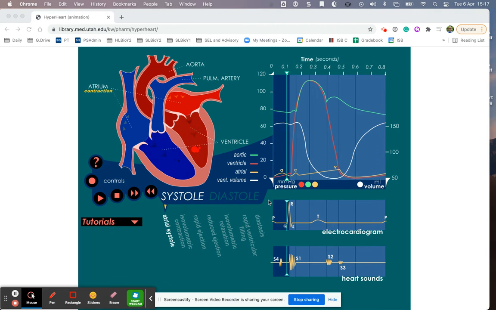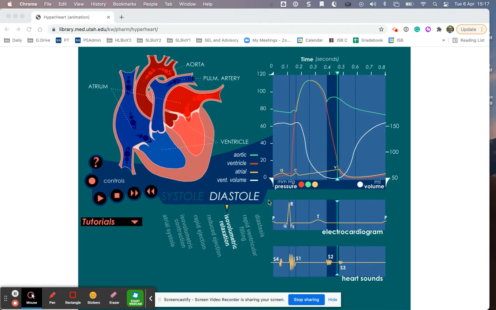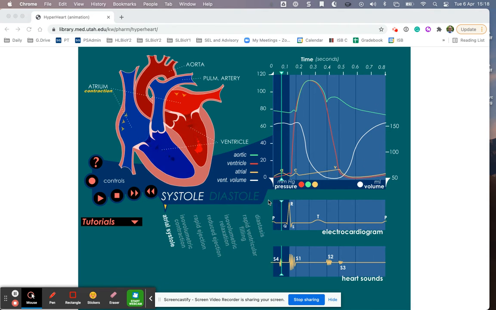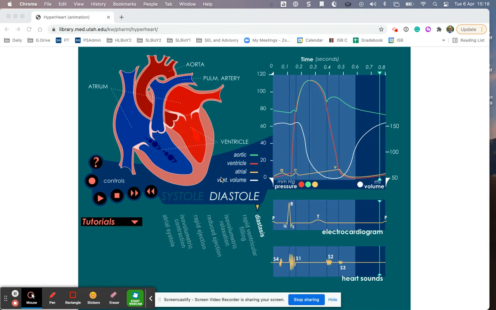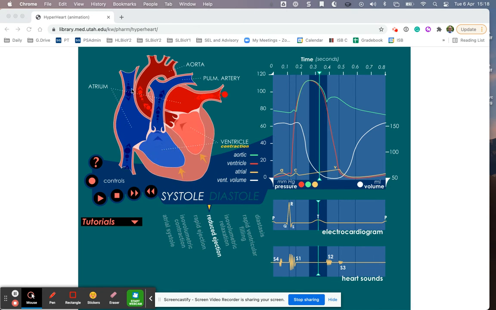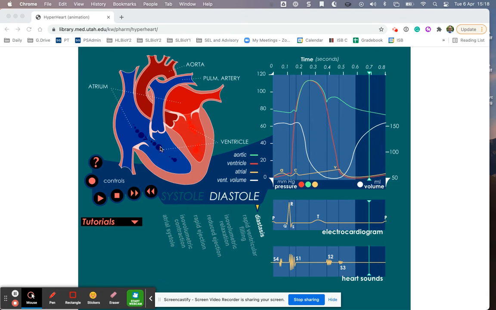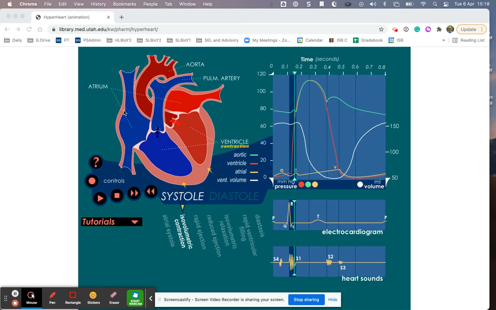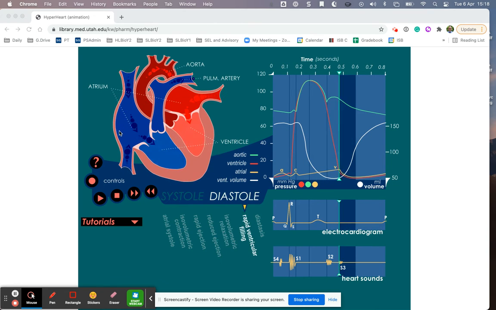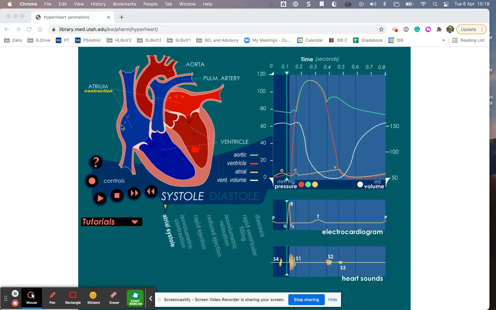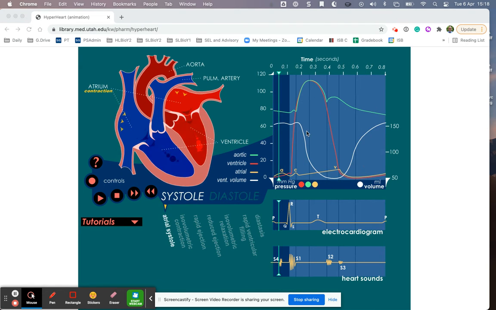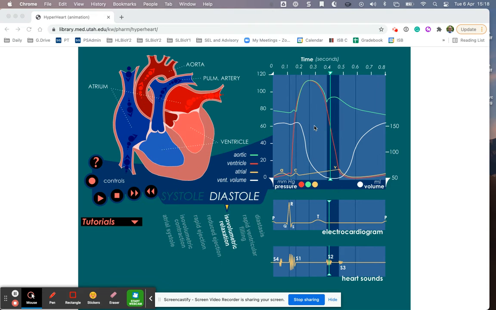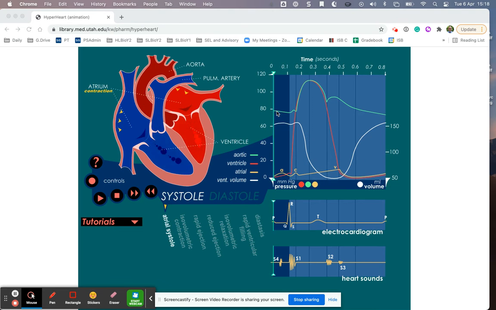Okay, so we're going to look at the cardiac cycle, starting with systole and diastole. What you can see here is a couple of things going on. Up here, the arrows show the flow of the blood. The arrows here, which you'll see in just a moment, are showing the contractions. Now over here are the pressures at different times in different parts.